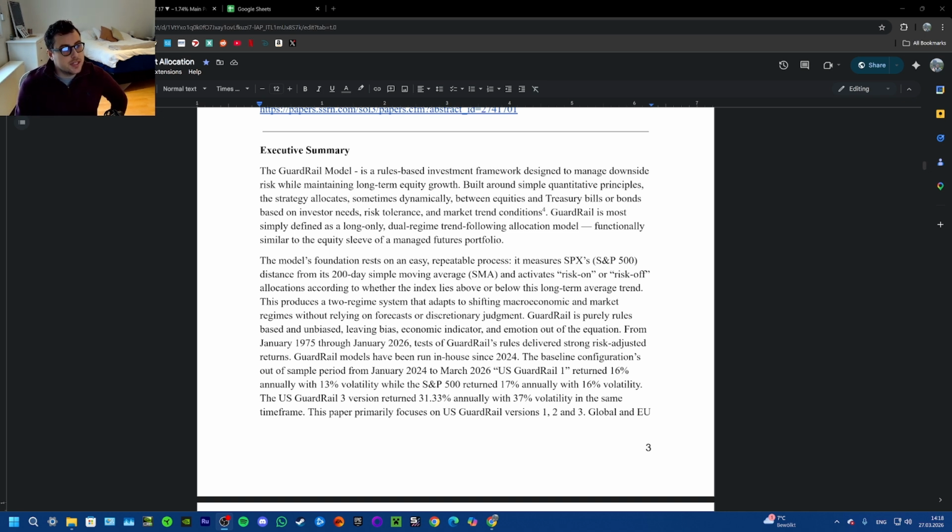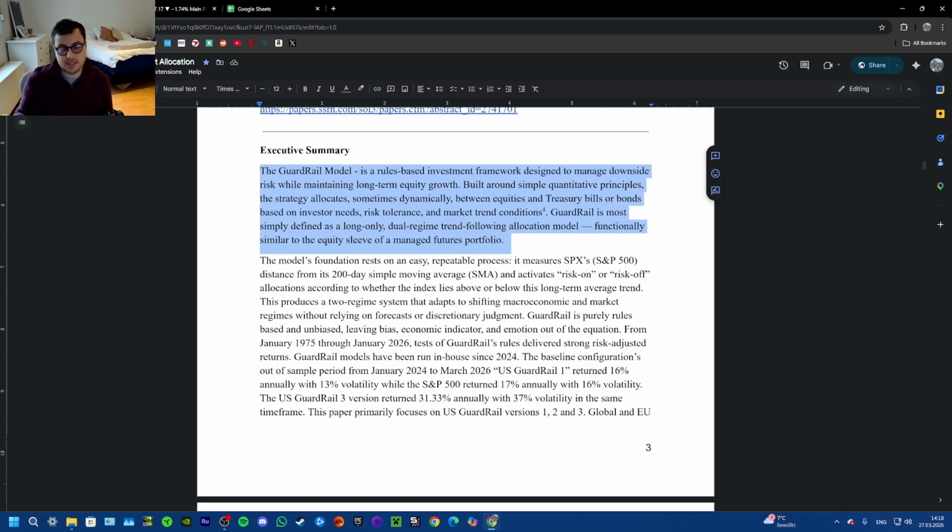So as you can see in this first paragraph, the guardrail model is a rules-based investment framework designed to manage downside risk while maintaining long-term equity growth. Built around simple quantitative principles, the strategy allocates sometimes dynamically between treasury bills or bonds, really just treasury bills, based on your needs, risk tolerance, and market trend conditions.